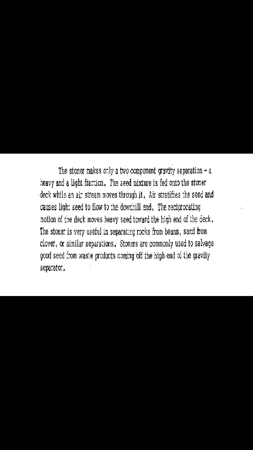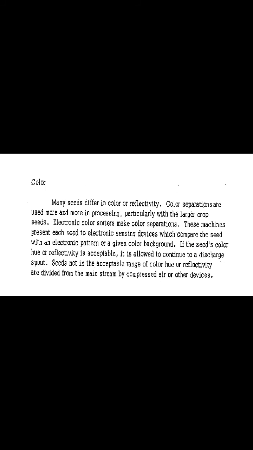The stoner makes only two-component gravity separations, heavy and light fractions only. The seed mixture is fed onto the stoner deck while an air stream moves through it. Air stratifies the seed and causes light seed to flow to the downhill end. The reciprocating motion of the deck moves heavy seed toward the high end of the deck. The stoner is very useful in separating rocks from beans, sand from flour, or similar separations. Stoners are commonly used to salvage good seed from waste products coming off the high end of the gravity separator.